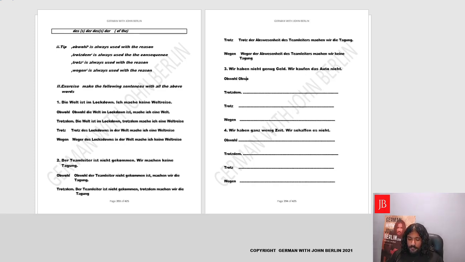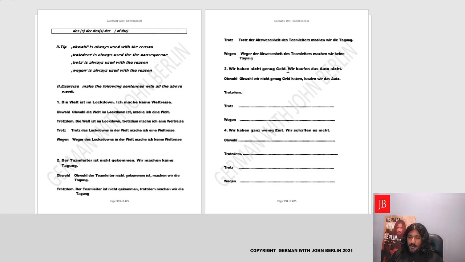So, obwohl wir nicht genug Geld haben, Nebensatz, then we'll begin the main sentence. Since it's the Hauptsatz, it'll begin with the verb, kaufen. It's supposed to be in the second position. This is the first position. Yes. Obwohl wir nicht genug Geld haben, we do not have enough money, kaufen wir das Auto, we buy the car.